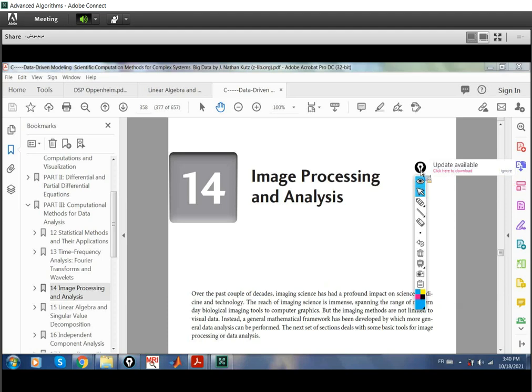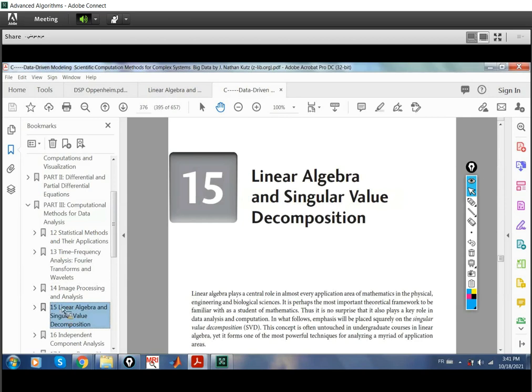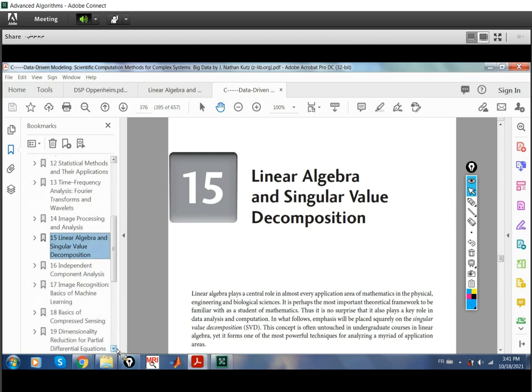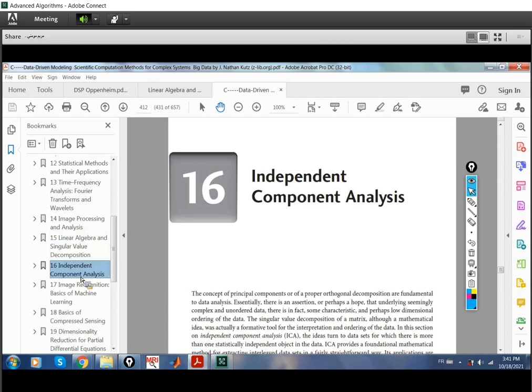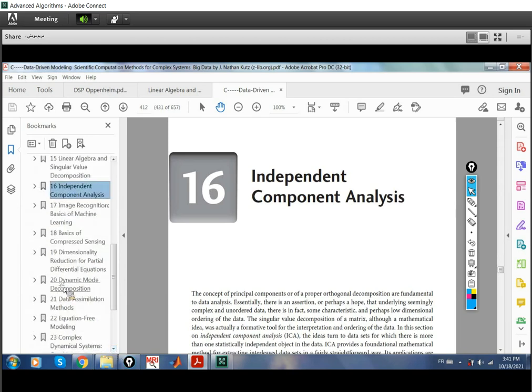Related to reference C, part 3, chapter 15 of part 3 of reference C. And as you see, it is linear algebra and singular value decomposition. In this chapter and in the 2 next chapters, independent component, and in chapter 20.